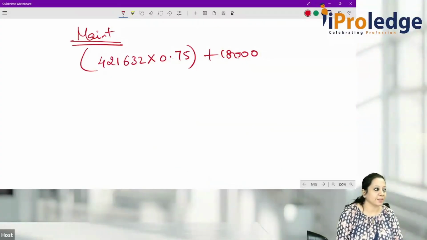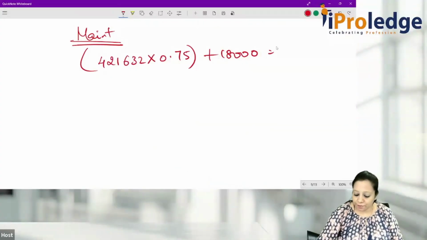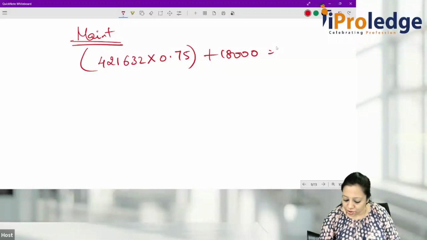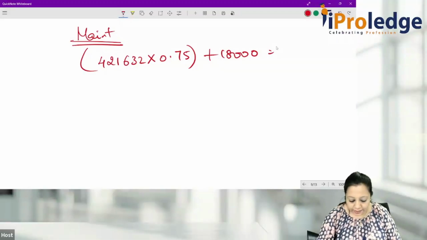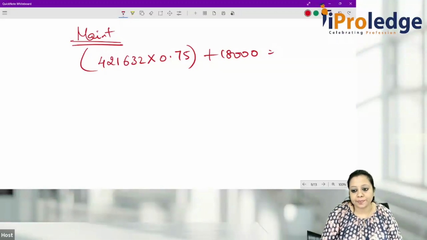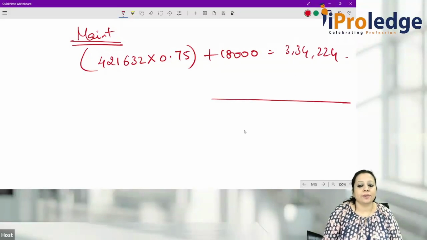I have done variable plus fixed. Okay. So that is going to be 421,632 into 0.75 plus 18,000, which is 3,34,224. Now what we should do is, we will do the total.